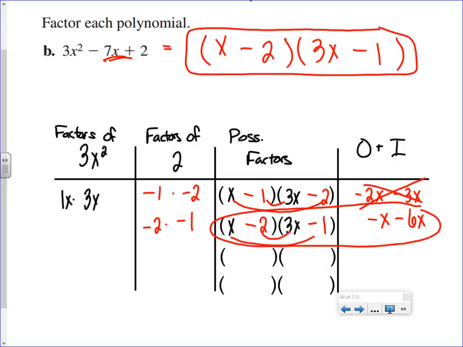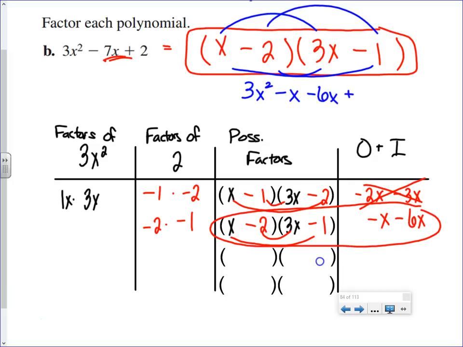Now wait, pause. If you don't trust all the work that we just did, how could you prove to me or to others or to yourself this is right? FOIL. So what's x times 3x? 3x squared. So far so good? Pause. What's x times negative 1? Negative 2 times 3x. Negative 2 times negative 1.